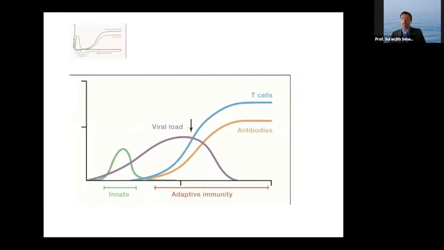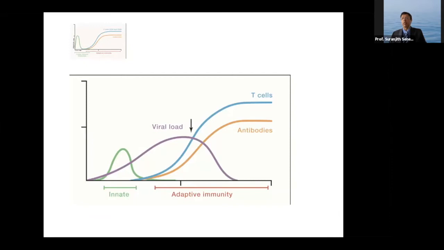Now let us look at this schematic. Normally when a virus comes into our body, the virus multiplies and then it comes down because the immune system comes into action. In green is the innate immune system, the first part of the immune system that I told you about. And then you have the T cells and antibodies. This is normal, if you get a cold virus, etc. This is what happens normally.